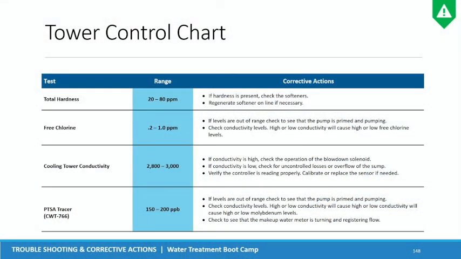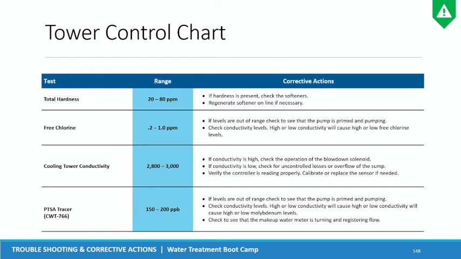So at least for us, what we do is we'll give you a tower control chart, which basically has all your ranges of hardness, free chlorine, cooling tower conductivity, and PTSA tracer. And basically what you want to do is run your tower within this parameter. If you are running your tower in these parameters, you're going to be in the balanced state, which is the RSI or the LSI, depending on which one you use. And based on these parameters, we will also have some corrective actions. So if you have high hardness coming in, does anyone want to guess what the issue might be? Yep, there you go. Ding, ding, ding.